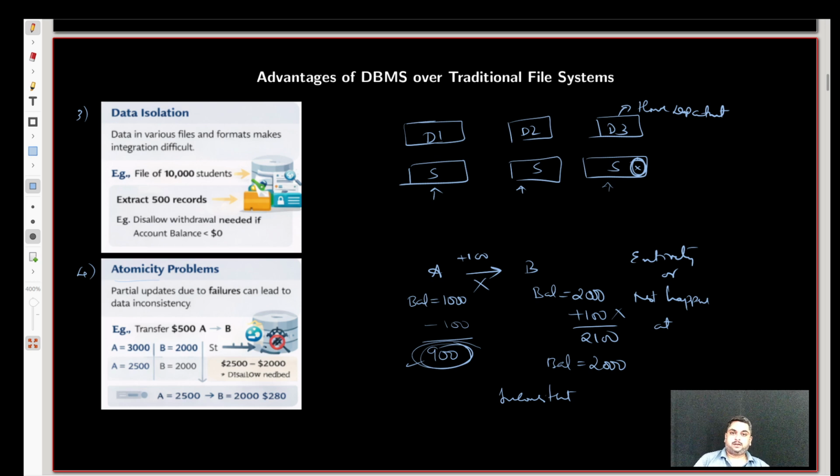It happens fully or it does not happen at all, so it is like logic 1 or 0. This is the concept of atomicity, and it should be ensured. This is very difficult to achieve in file systems. That is the reason the DBMS overcomes this.